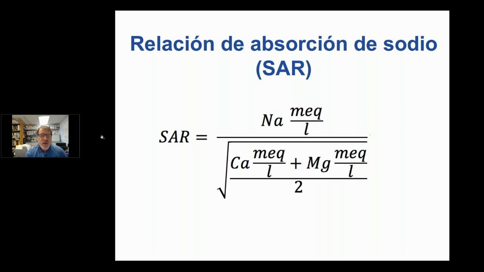There's a more sophisticated way to look at sodium absorption ratio that takes into account bicarbonate in the system, and it's called adjusted sodium absorption ratio. And I didn't put it here because I haven't seen the application provide more effective interpretation methods than just the SAR. But if you're interested, let me know, and we'll send you the spreadsheet that you can calculate that also.